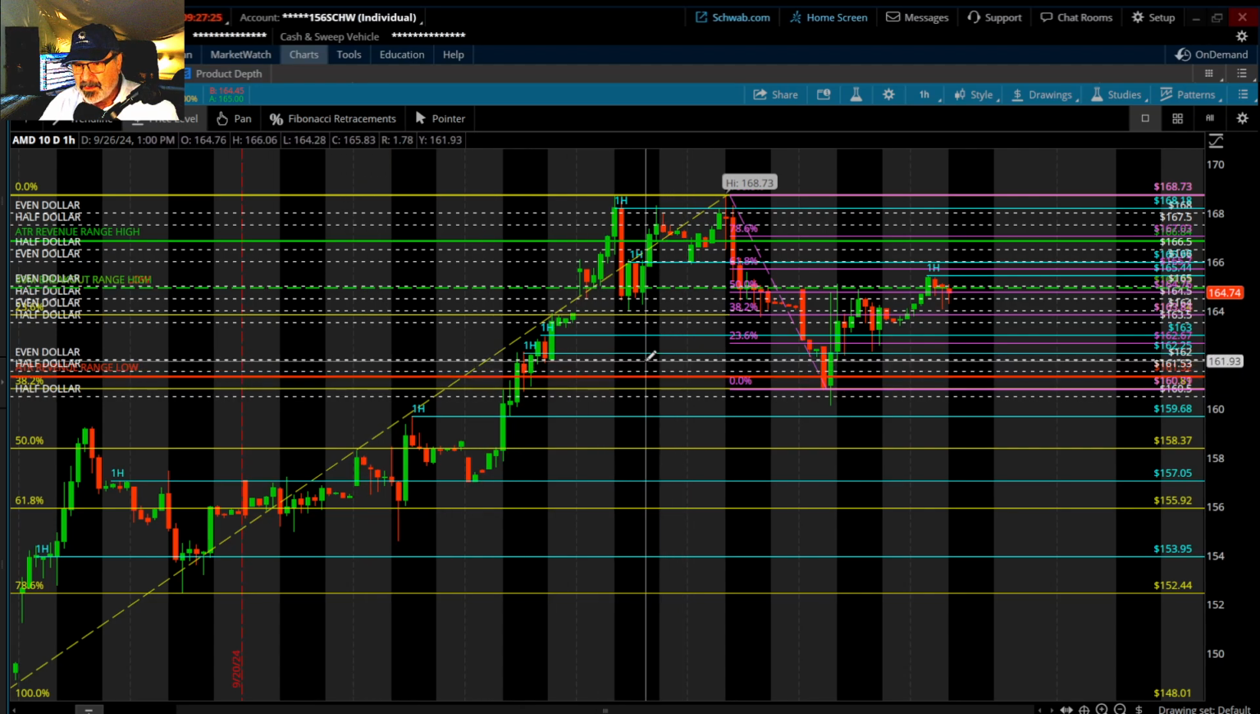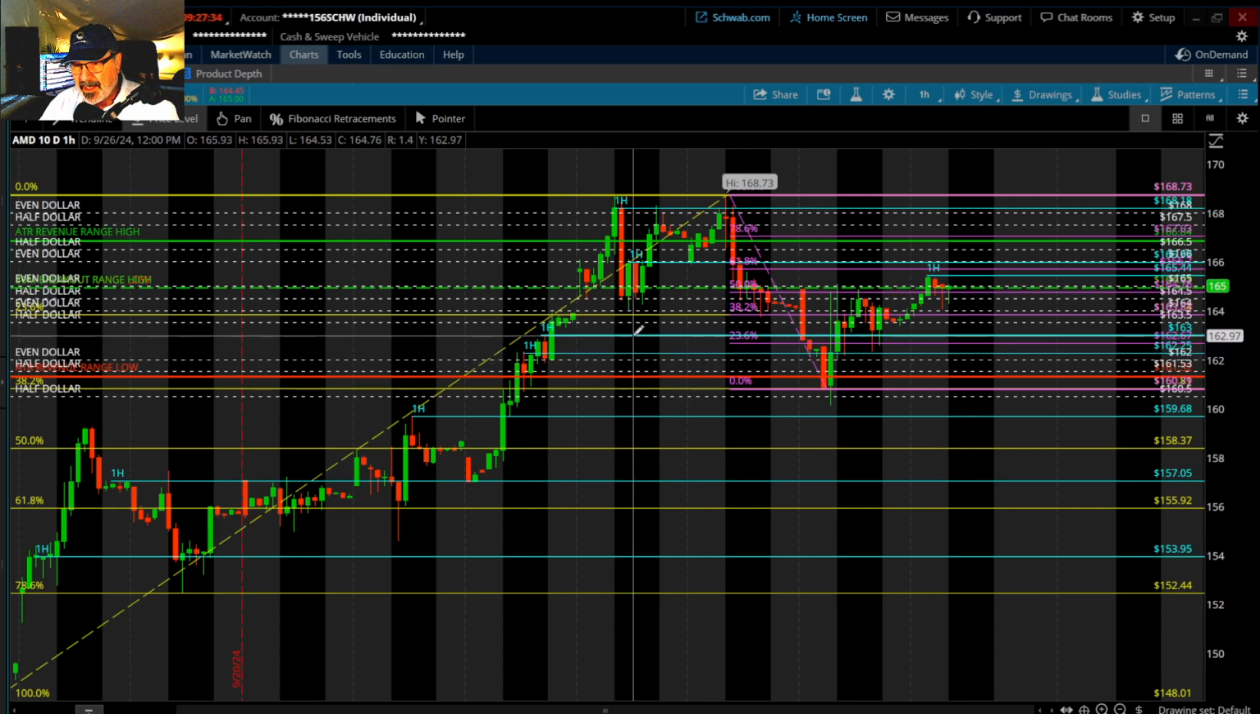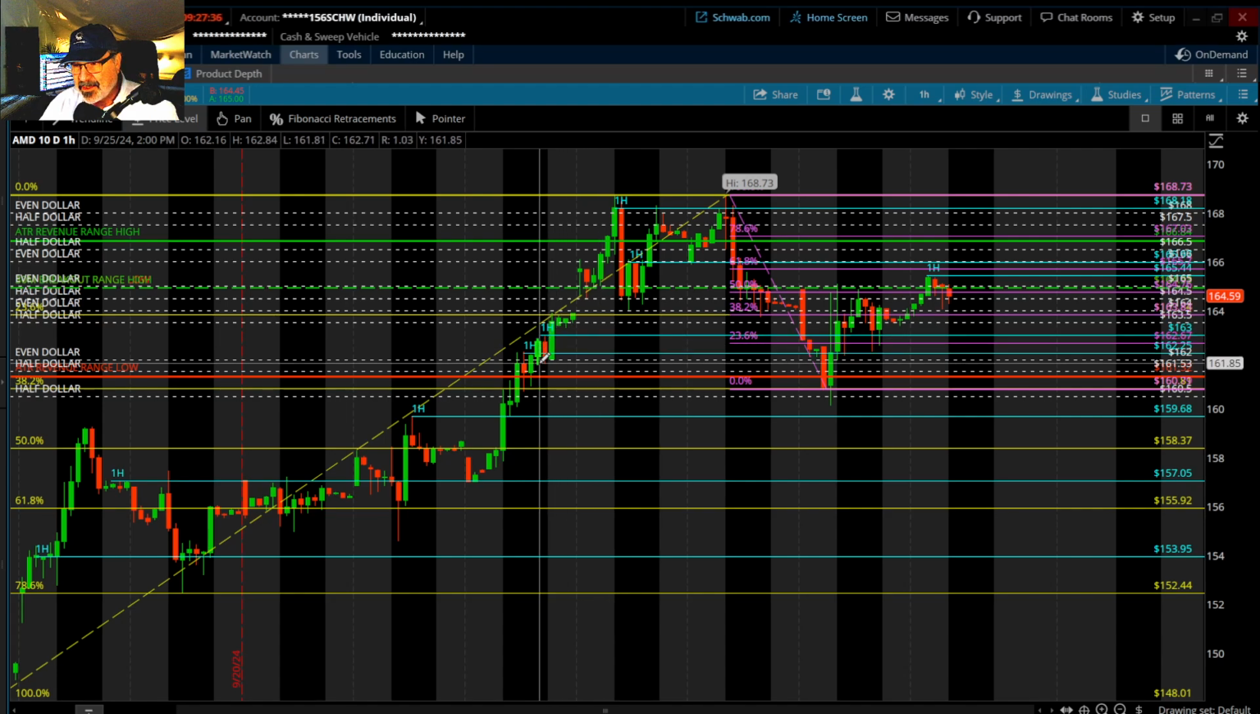If it's not marked with this dotted dash white line, then it means that the 1 hour picked it up, which I would respect more if it was on there. Then I know it's on a half or even dollar and it's a 1 hour. So that's 163. That's why you don't see that. But other than that, I marked them all. And then I did the Fibonacci's.